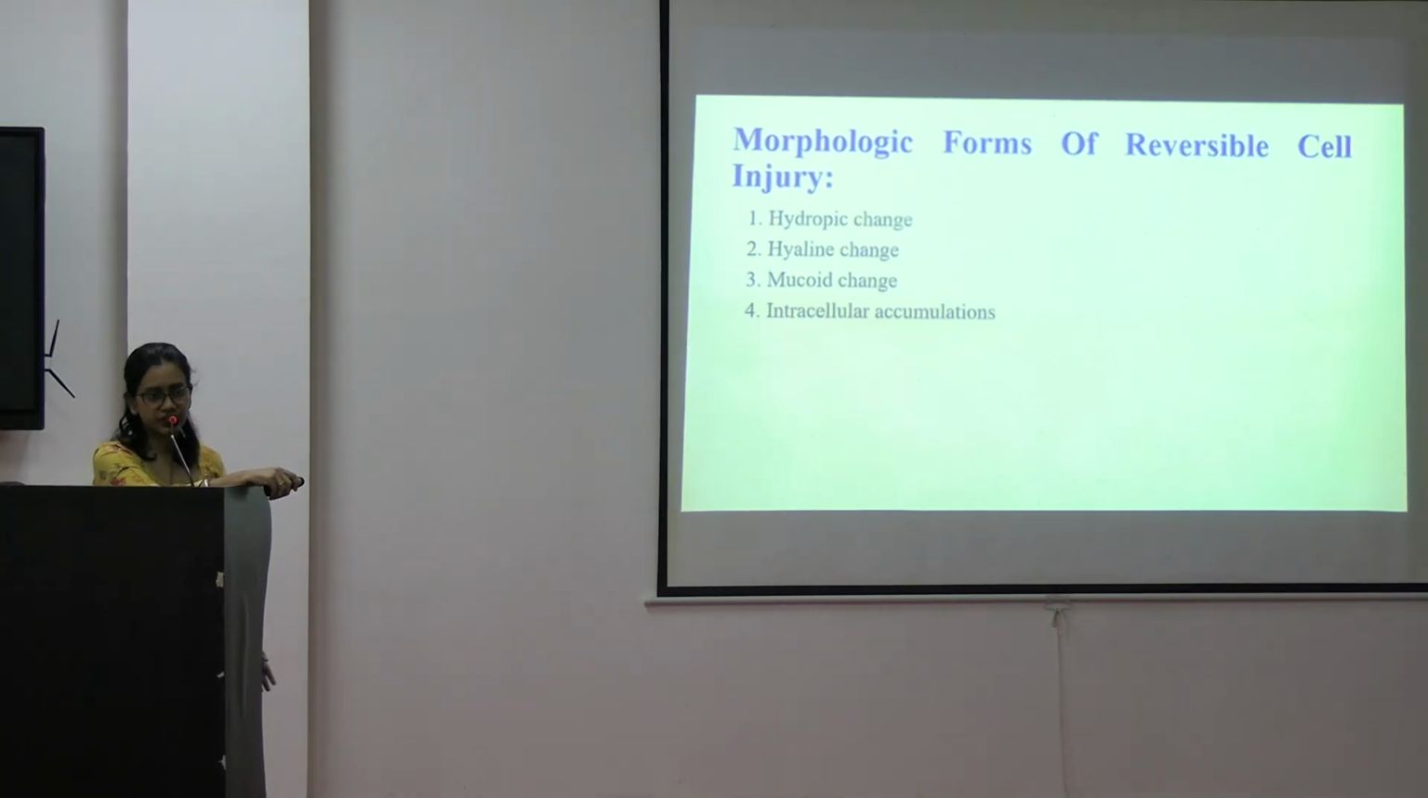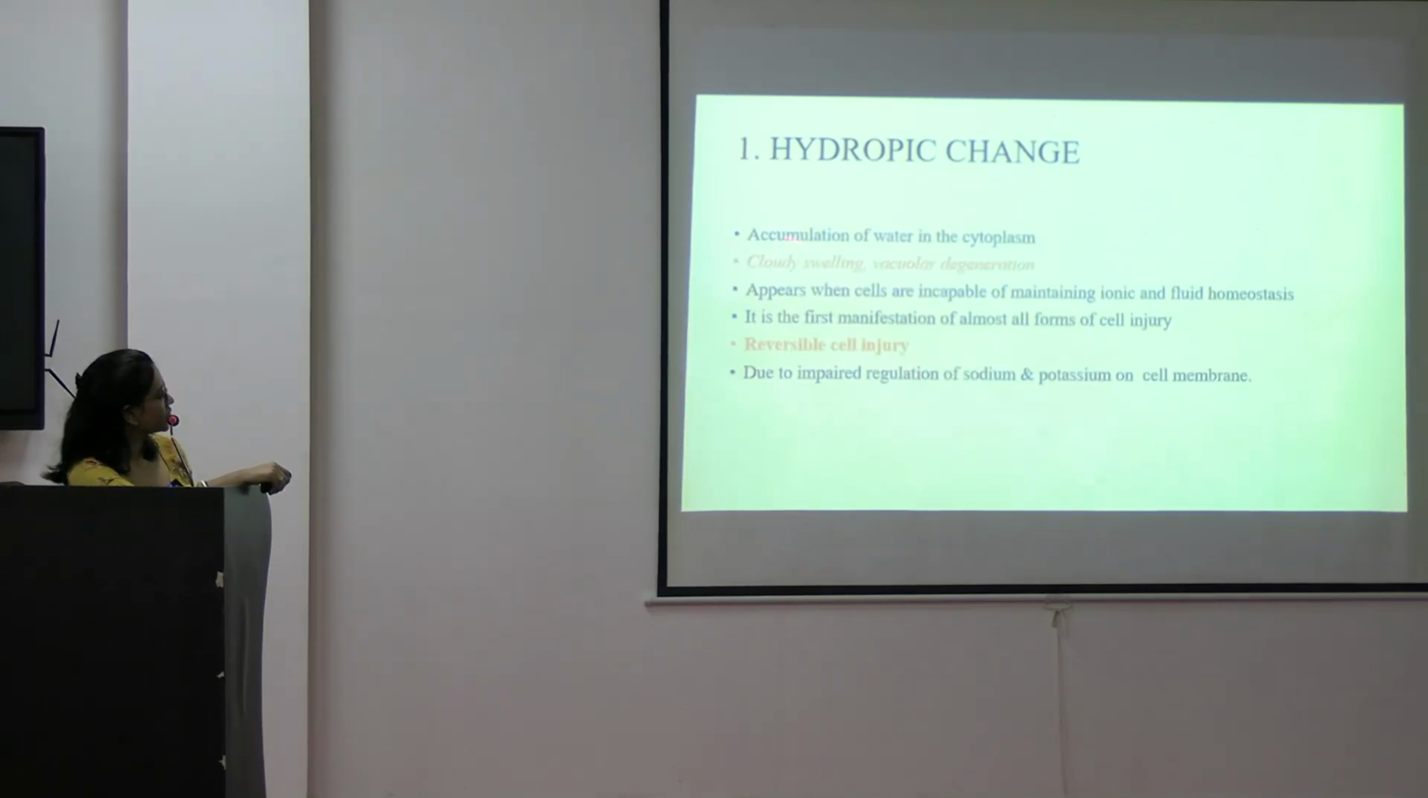So how do we appreciate it? We have to see those changes in the microscope as well, right? Otherwise we will not know. So how do these changes represent themselves? Hydropic change, hyaline change, mucoid change, and intracellular accumulations. So what is hydropic change? There is accumulation of water in the cytoplasm, usually seen as cloudy swelling or vacuolar degeneration, and it is almost always the first manifestation in all forms of cell injury, whether it's reversible or irreversible. And it happens because of impaired regulation of sodium and potassium on the cell membrane. We know that, we have read it.